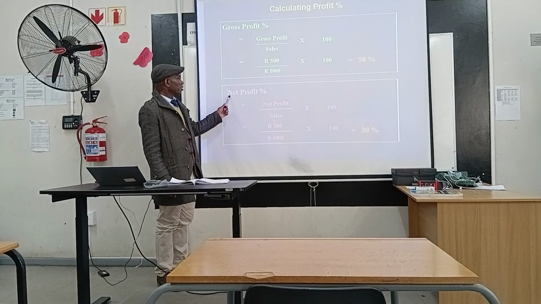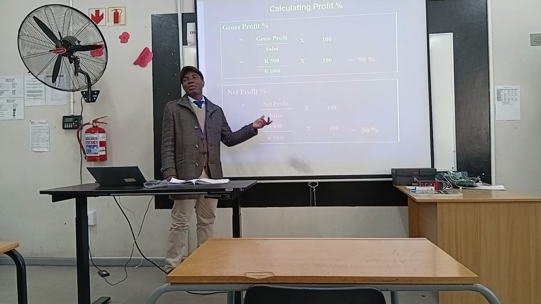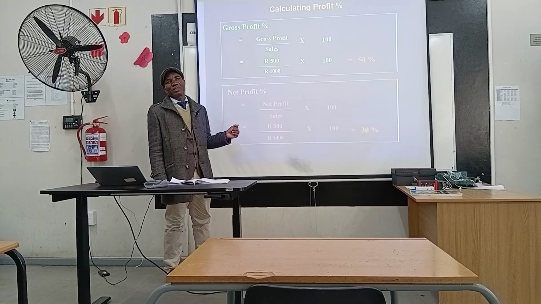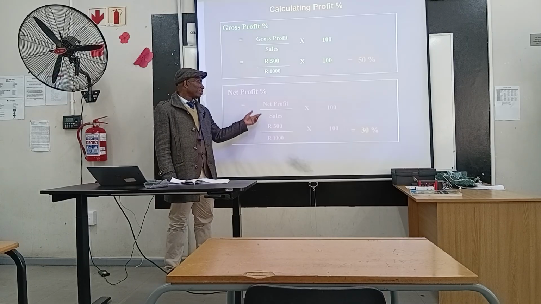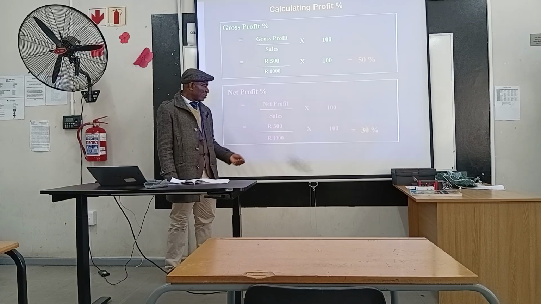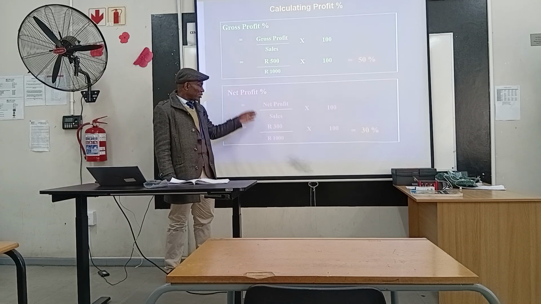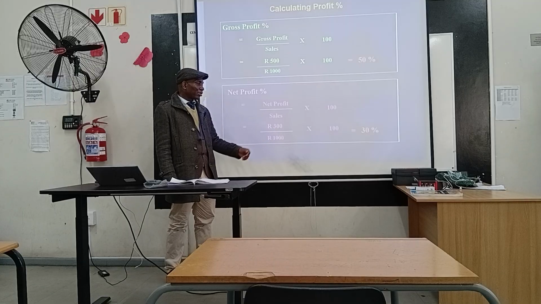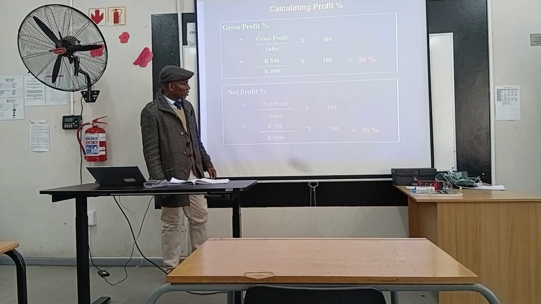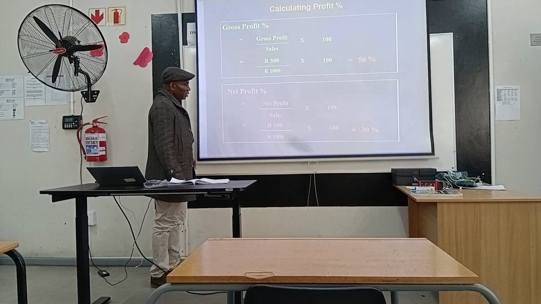Guys, look at it. Net profit percentage is the same. Net profit, now you're not going to use gross profit, right? You use the value for net profit divided by sales times 100 over 1. For this example in your book, you got 300 divided by 1000 times 100, which is 30%.